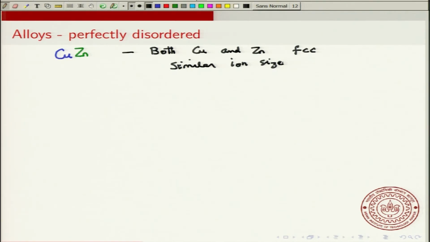Zinc is 2 plus and copper is 1 plus, but copper can be either plus 1 or plus 2, but basically they have very similar size of ions. And now what can happen? Let us take one example of a perfectly disordered alloy. So, here you can have a cubic close packed structure.